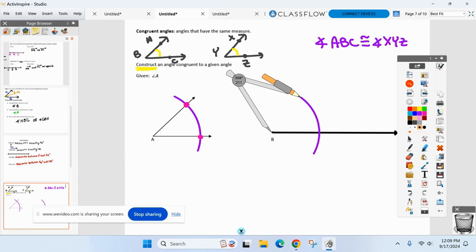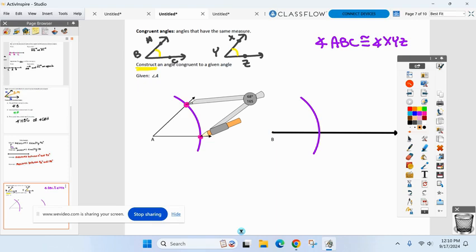All right, take your compass. Go back and open up your compass to those two points of intersection. These are the final two steps here. No arcs needed. You're just measuring the opening. Everyone got that opening in your compass right now?